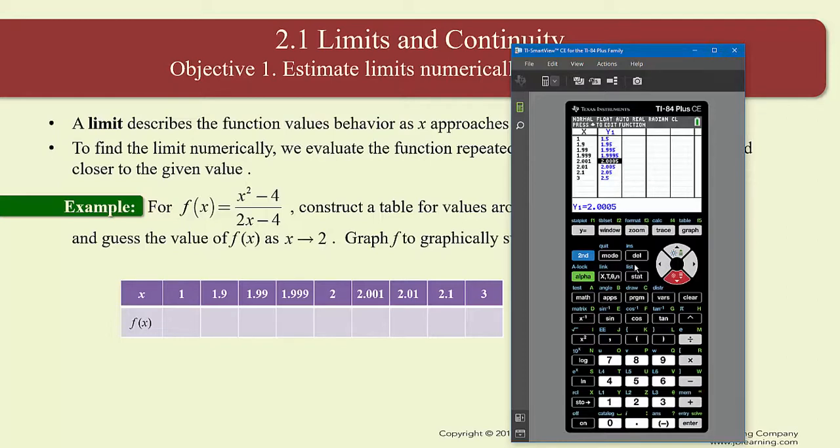But you know what? Let's take a quick look at the graph. So let me look at my viewing window here. I'm going to make a square viewing window. So that's number 5. So here's the graph of the function. And it looks like when x is close to 2, here's an x value of 2. Doesn't it look like that y value is close to 2?